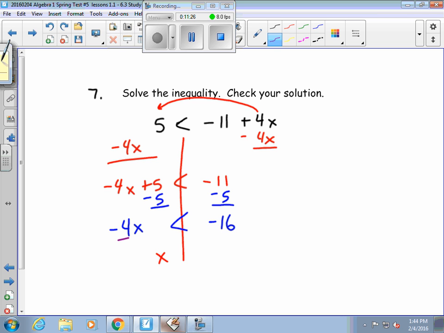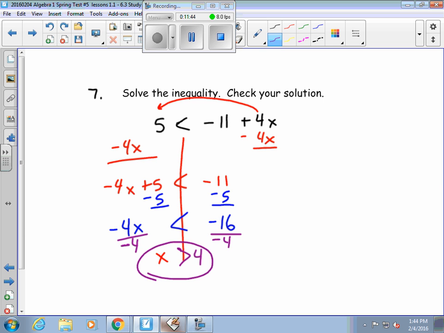Undo negative 4 times x by dividing by negative 4. You do it there, do it here. Negative divided by negative is a positive. 16 divided by 4 is 4. And in this case, we did divide by a negative number on both sides, by negative 4. So we will reverse the symbol. Less than will become greater than. So x is greater than 4.